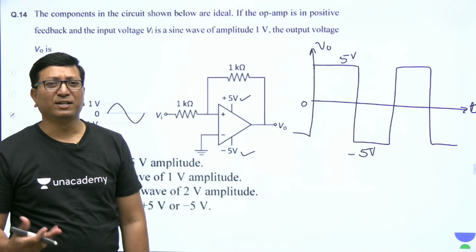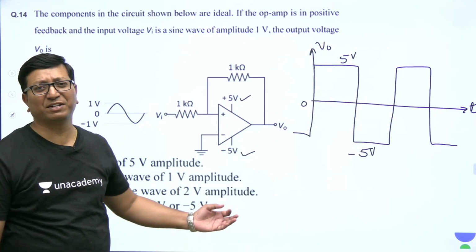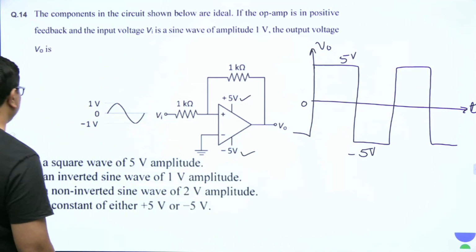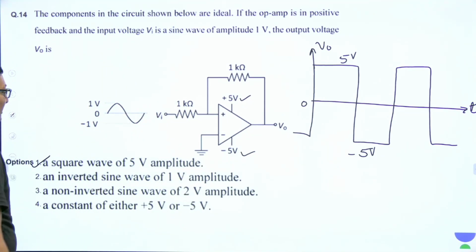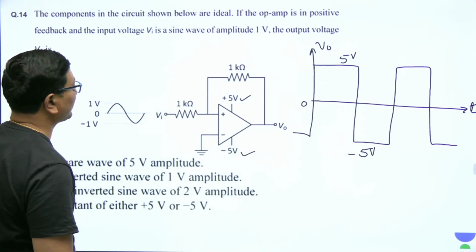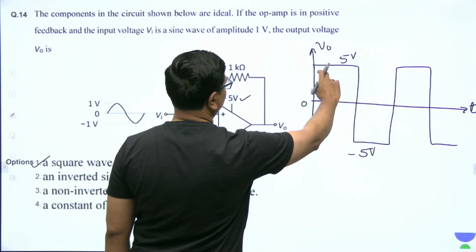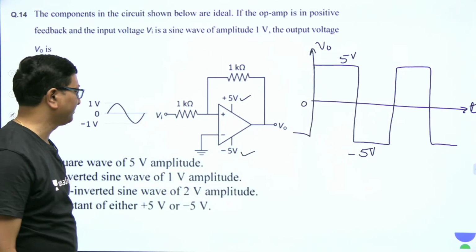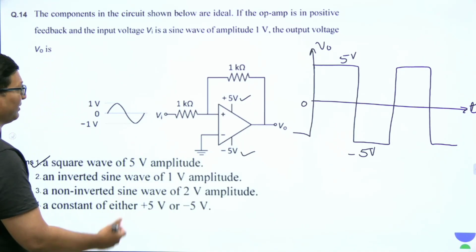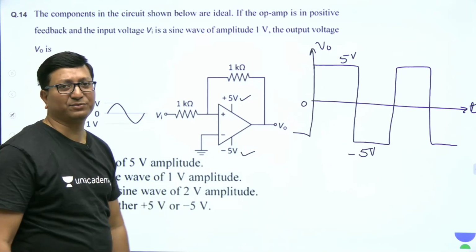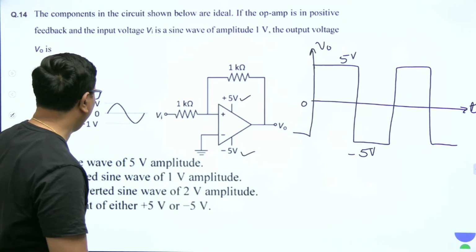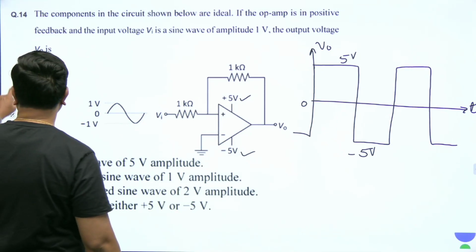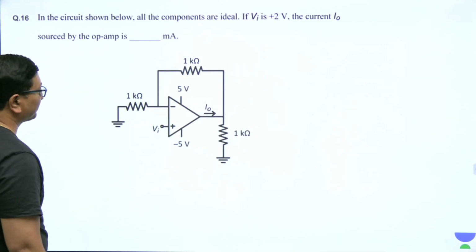Okay. A lot of difficult circuits we did. They asked a very fundamental circuit. Just like that, while reading the question itself, you can put the answer. Option A is correct. A square wave of 5 volts amplitude. So here, what is the amplitude of this square wave? 5 volts. Peak to peak means 10. That's it. Already we are aware of the analysis of this circuit. They just ask to find the output. Next question.